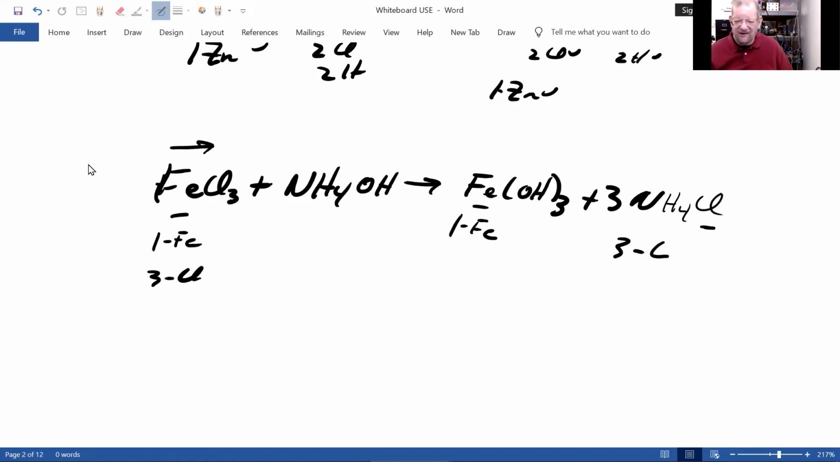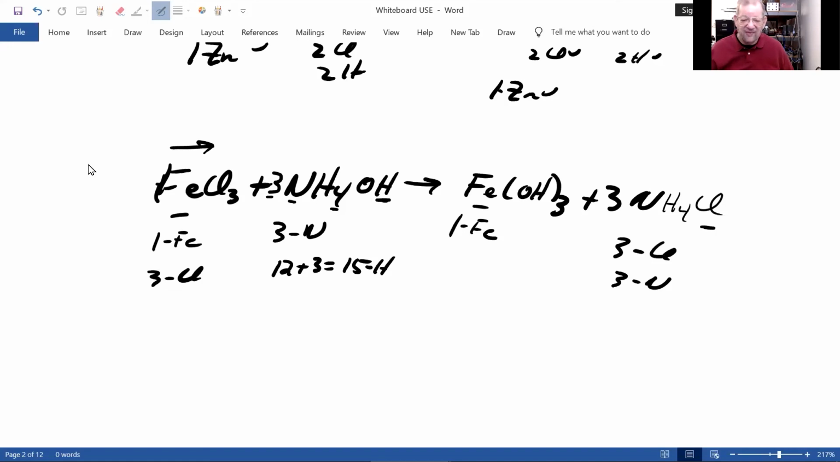Now I have 3 chlorine, and I also have 3 nitrogen. Well, I only have 1 here. How do I get 3? I'll put a 3 there. So now I have 3 nitrogen, 3 nitrogen. Well, guess what? We're done with everything but hydrogen and oxygen. So let's do the hydrogen. How many on this side? 3 times 4 is 12, plus 3 times 1 over here is 3, equals 15 hydrogens.